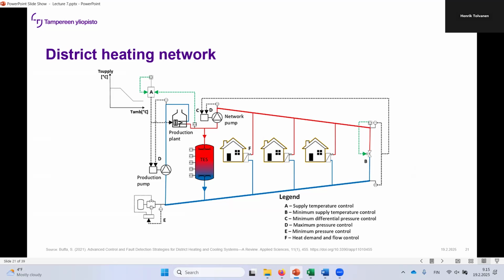And in here, you can see the supply temperature as a function of ambient temperature. So usually there's this kind of a heating curve. What it means is that the colder it is outside, the higher the supply temperature is going to be, so you have more power that you can transfer. And then you have the customers in between in here. So there's the supply line in red and the return line in blue.